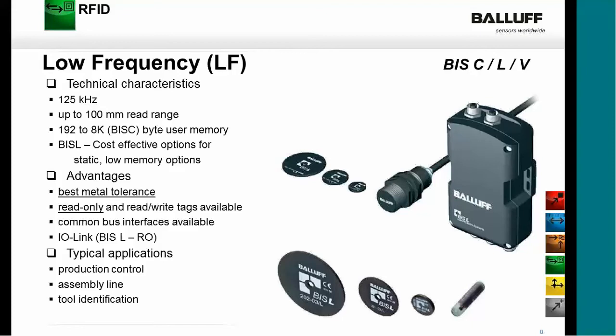It's very robust, so it's well suited to high metal environments. You have both read-only and read-write tags available, and you're able to communicate onto all the common bus networks that Jason mentioned earlier at the beginning of our session, as well as IO-Link options. Typically, your applications involve production control, like airbag-type applications, assembly lines, for example linear manufacturing of, let's say, seating systems, and tool ID, so CNC-type applications.